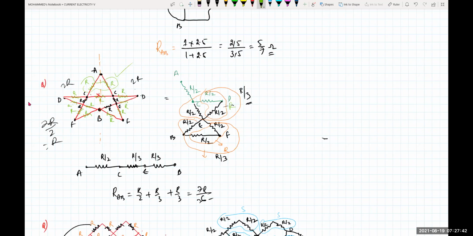So between A and C, it is R by 2. Between C and E, this total is R by 3. Between E and B, that is also R by 3. All of them will become in series. So it is R by 2 plus R by 3 plus R by 3, that will be equal to 7R by 6. Is it clear?